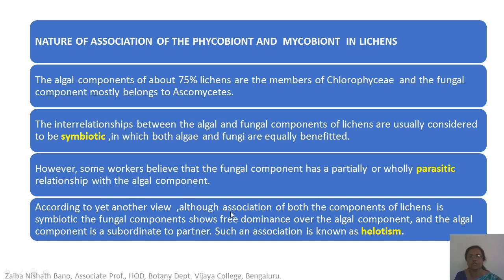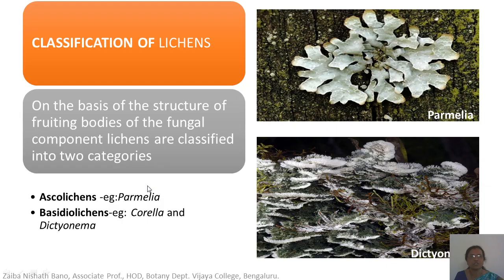According to this, the association of both the components of the lichens is symbiotic. The fungus shows dominance over the algal component, and the algal component is subordinate to the fungal partner. Such an association is known as helotism. Although the association appears symbiotic, the fungal component shows some kind of predominance and the algal component becomes a subordinate partner. Hence, because of this kind of relationship, the association is termed helotism.